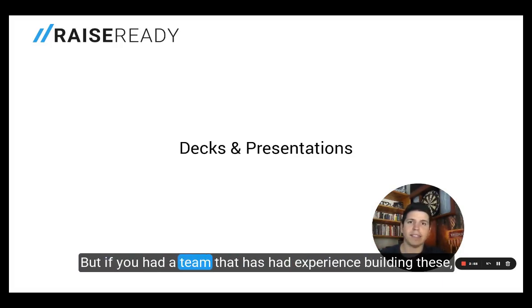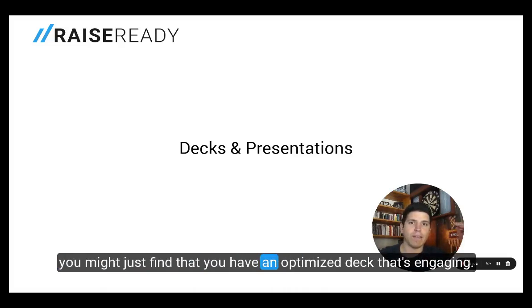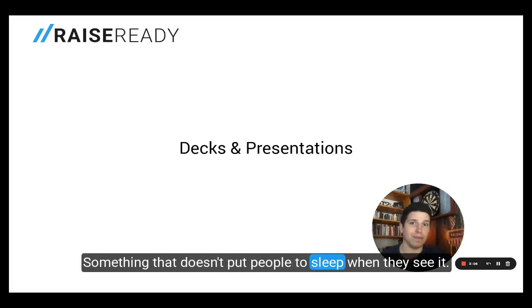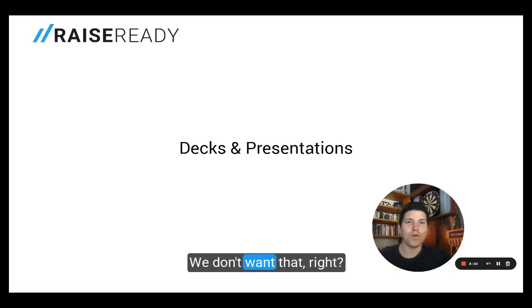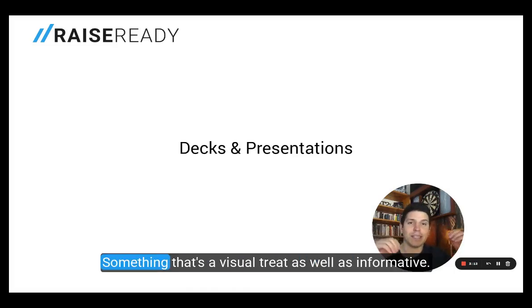But if you had a team that has had experience building these, you might just find that you have an optimized deck that's engaging, right? Something that doesn't put people to sleep when they see it. They're falling asleep behind their screen. We don't want that, right? We want some eye candy, something that's a visual treat as well as informative.